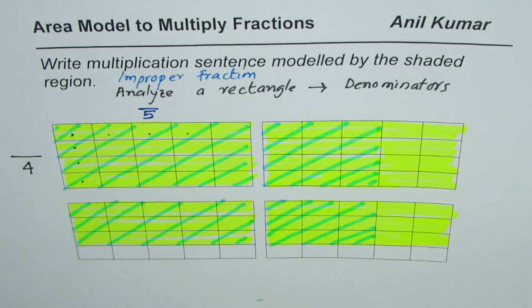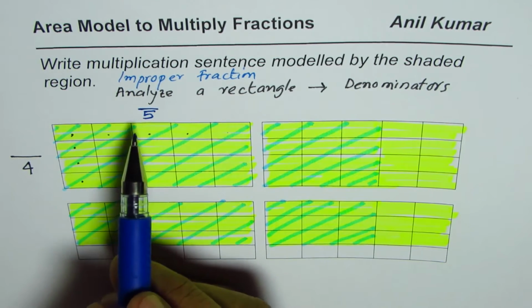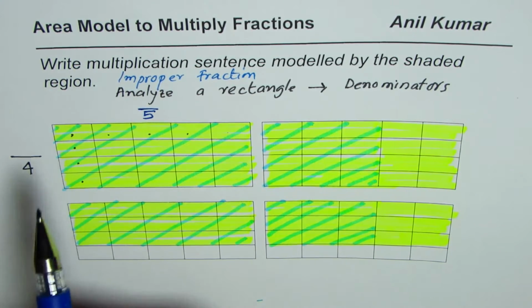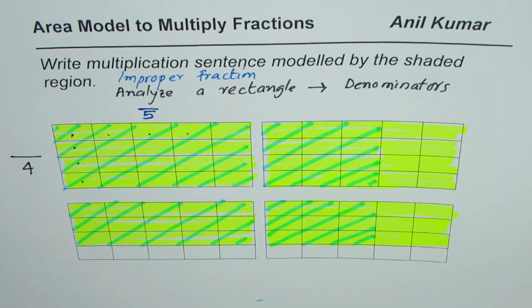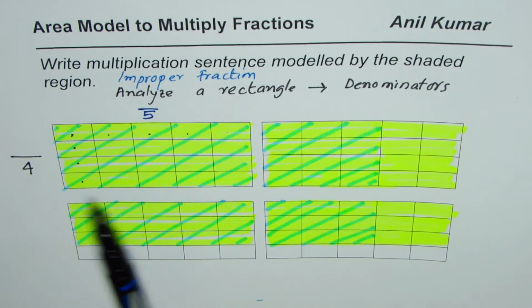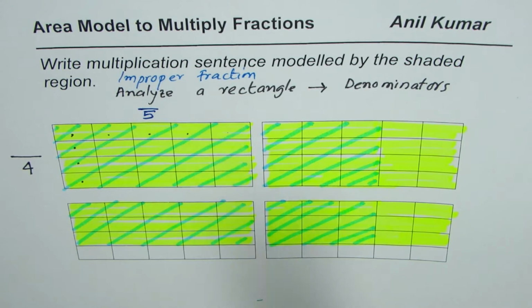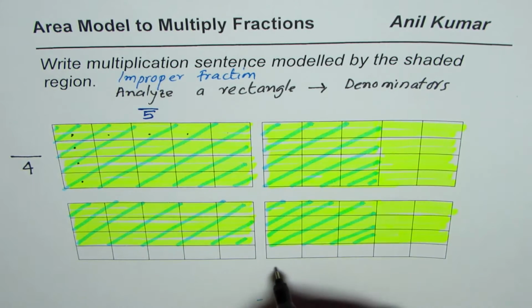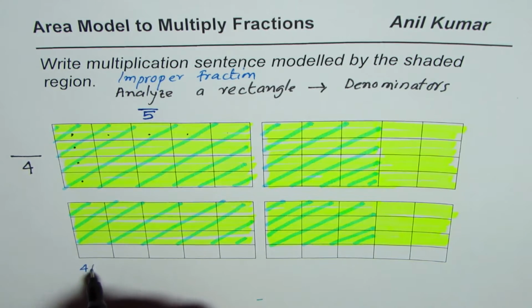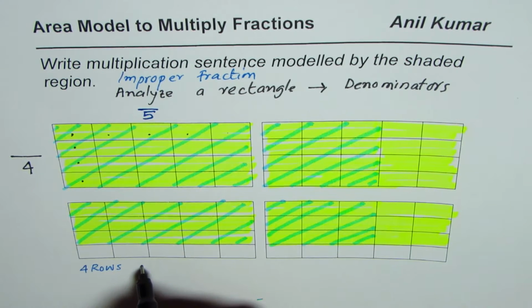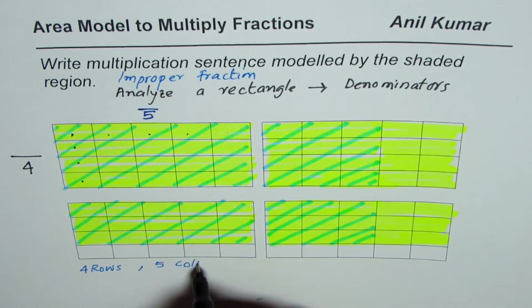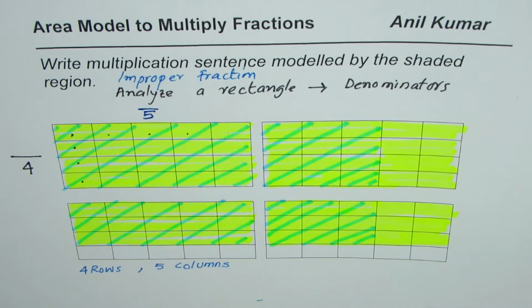Area is rows times columns. And what is a fraction? A fraction is part over whole. So we have in one rectangle 4 rows and 5 columns. Let me write down here: we have 4 rows and 5 columns. So that becomes the denominator.